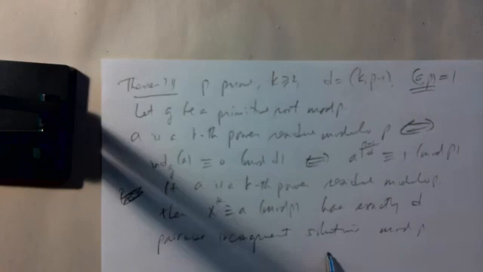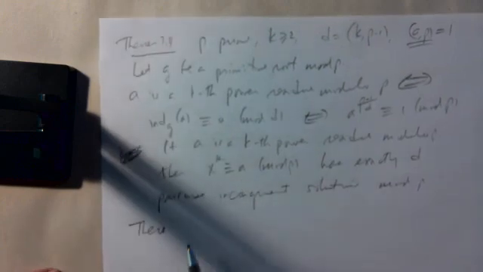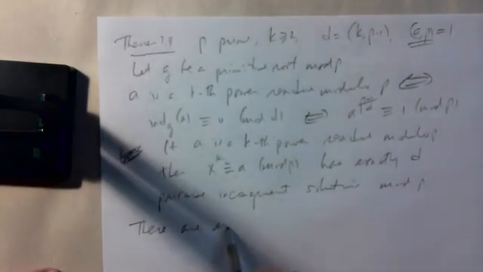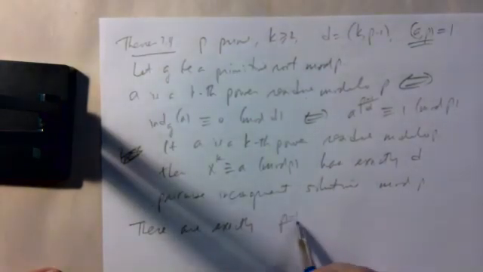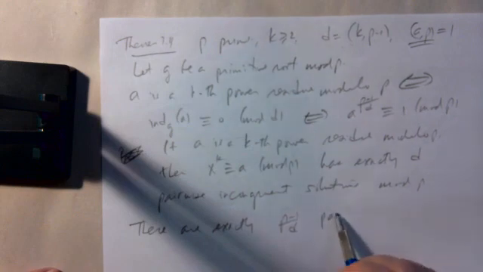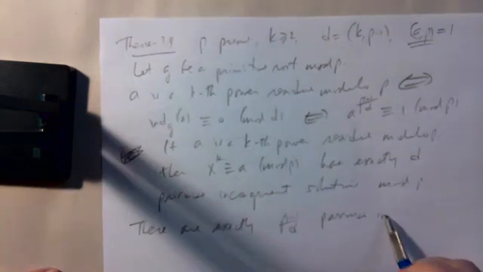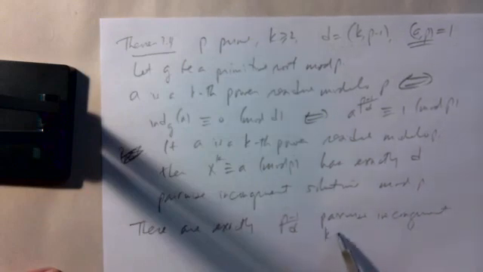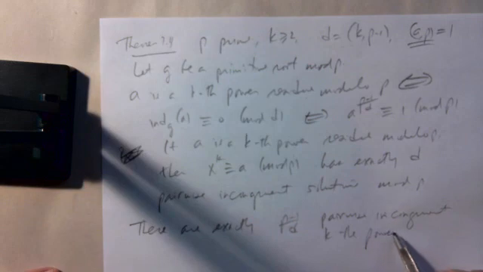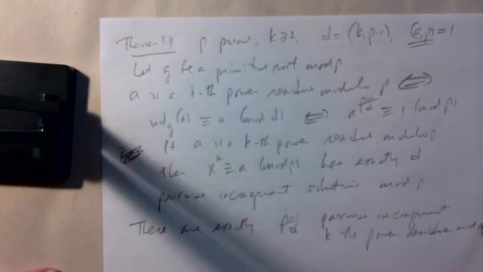And how many kth power residues are there? So there's a lot in this theorem. I think maybe I'll wait till Monday to prove it. There are exactly P minus 1 over D pairwise incongruent kth power residues, mod P.